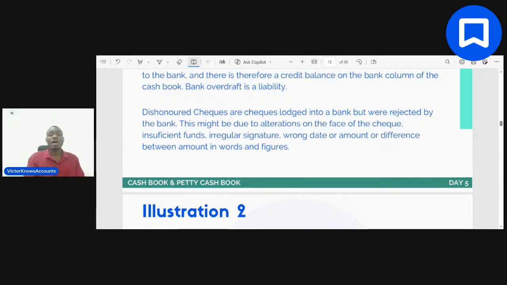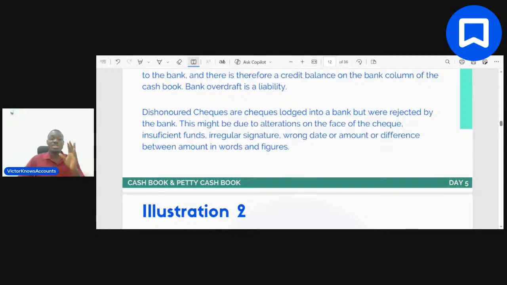All right. Now, I'm not going to go too deep about dishonored checks. I just wanted you to understand what it means. When we talk about bank reconciliation, we are going to go further into the effect of dishonored checks. I'm going to explain it better when we get there.